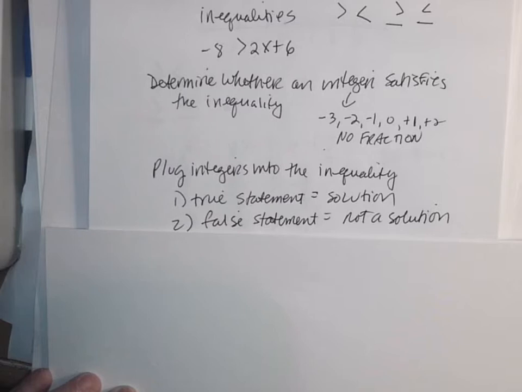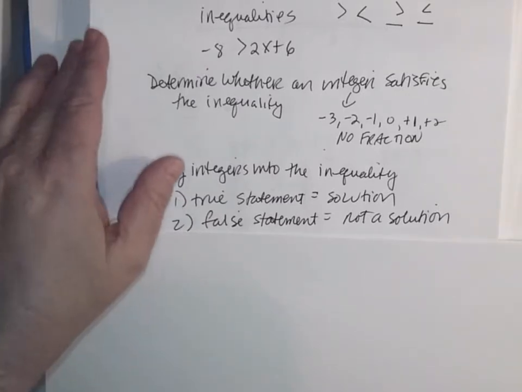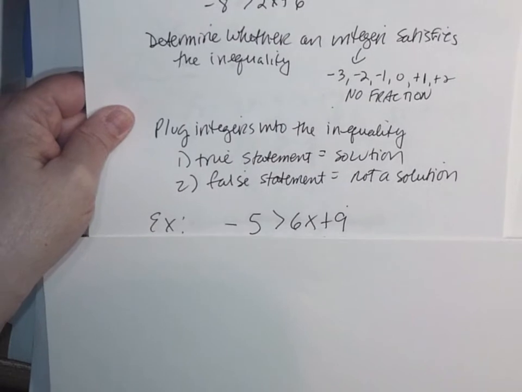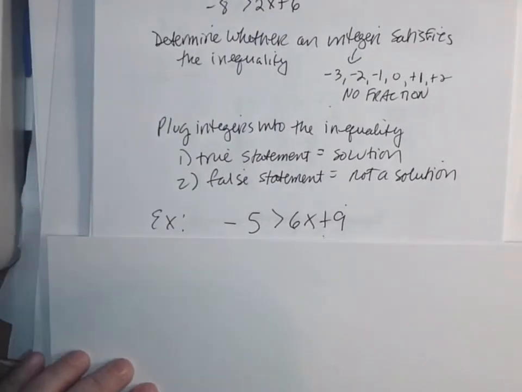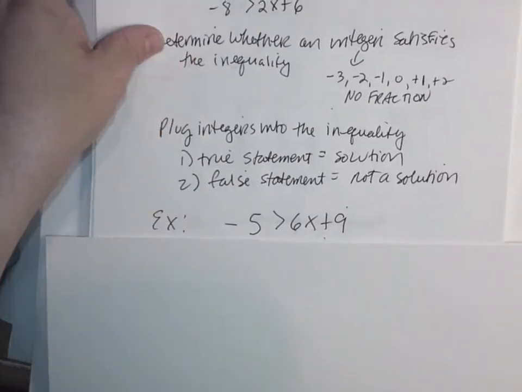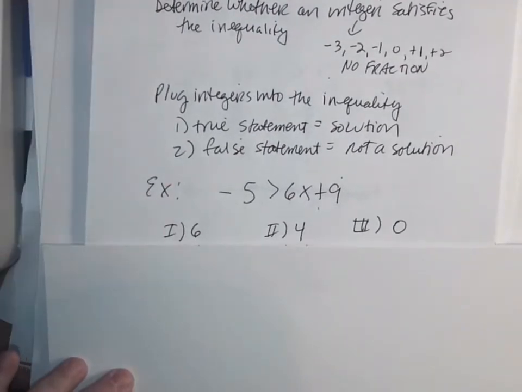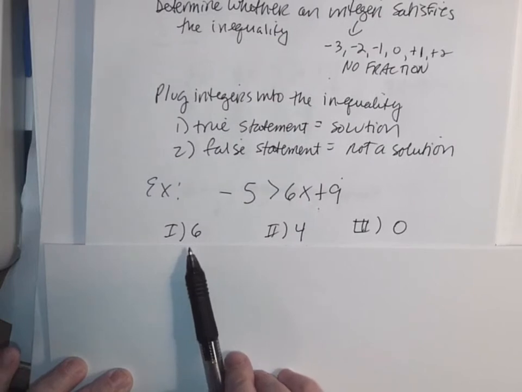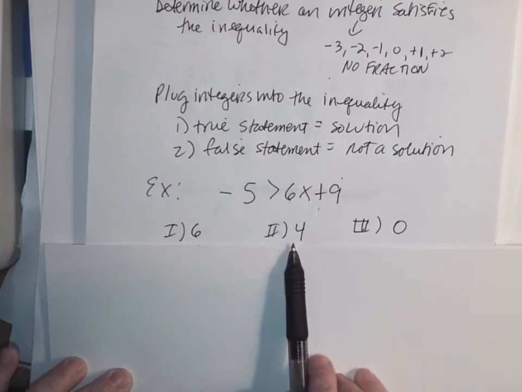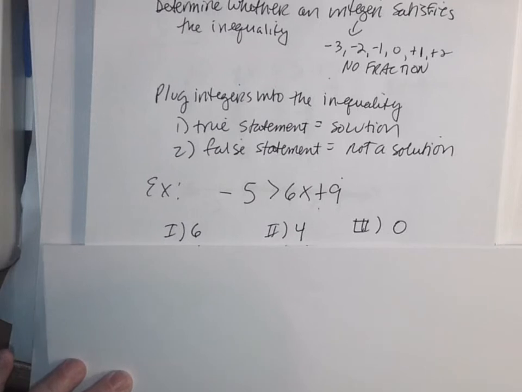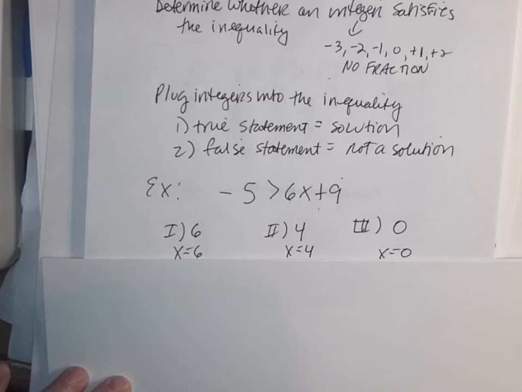So you're going to have to plug each integer into the inequality and determine whether or not it is true or false, so whether or not it's a solution. So we're going to look at this first one: -5 is greater than 6x plus 9. In Delta Math, they're going to give you three options. They're asking me to input 6 where the x is, 4, and 0. So take a look at the answers as x equals 6, x equals 4, or x equals 0.